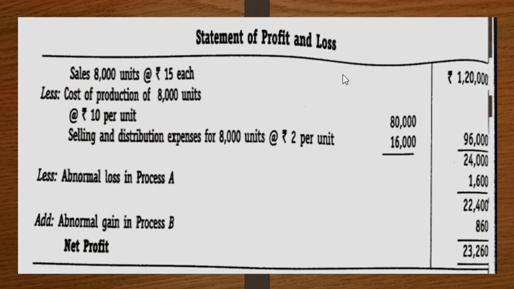Looking into the statement of profit and loss, we have taken abnormal loss and abnormal gain. So a question may arise: why have we not taken normal loss here? Why have we not deducted normal loss? Here normal loss is already deducted and then we have decided the cost per unit. When we calculate the amount for abnormal loss, we know the abnormal loss units and the abnormal gain units, and we are finding the cost per unit so that we can multiply with the units and find out the exact loss or exact gain that we have incurred for this process.